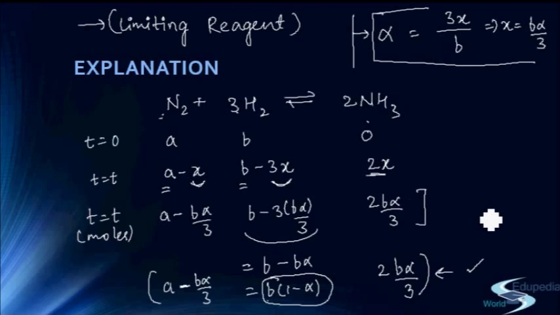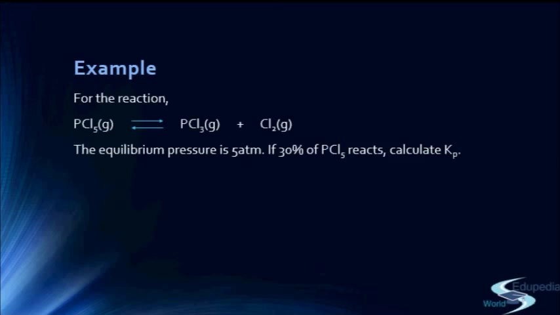Let's solve a question based on this concept so that we are sure that we understood the theory and also know how to apply it in questions. So let's look at a quick example. Say for this particular reaction where PCl5 is getting dissociated into PCl3 and Cl2, the equilibrium pressure is given as 5 atmosphere, and we have to calculate the Kp value for this reaction, assuming that only 30% of PCl5 was consumed at equilibrium.